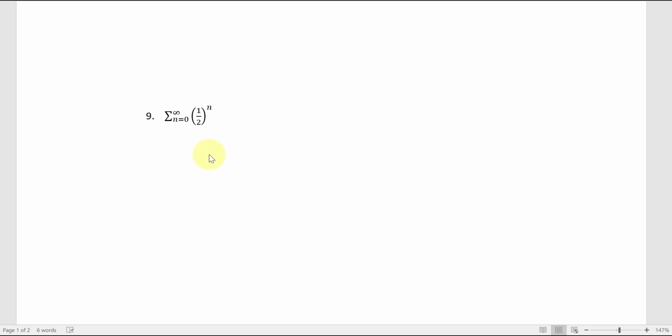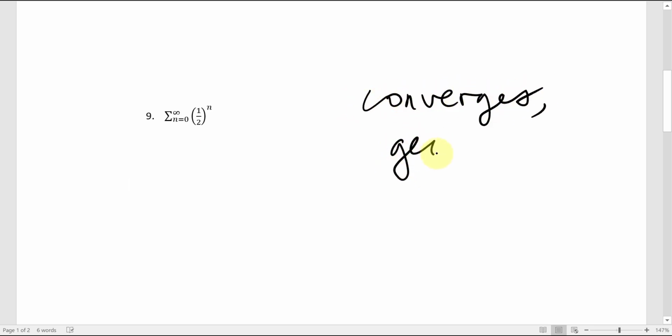All right, number 9, the infinite series from n equals 0 to infinity of the quantity 1/2 to the power n. This one is just thrown in there because it can show that we can get the answer different ways. This one is actually really simple. You wouldn't need to show a whole lot of work. You could just say that it converges, it's geometric with r equal 1/2, and that's pretty much it.